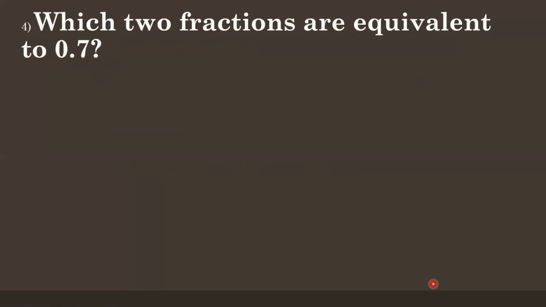Now we will move on to the next question. Which two fractions are equivalent to 0.7? So 0.7 is a decimal number, and what is its fractional form? 1 by 10 is 0.1. 2 by 10 is 0.2. So 0.7 is 7 by 10. So 7 by 10 is a fraction equivalent to 0.7.